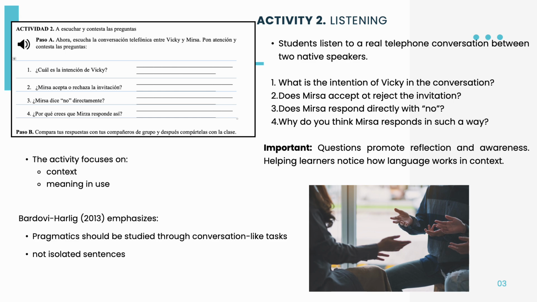So students listen to a real phone conversation between 2 native speakers, and while listening, they have to answer these 4 questions. What is the intention of Vicky? Vicky is one of the interlocutors in the conversation. Does Mirza accept or reject the invitation? Mirza is the other interlocutor. Does Mirza respond directly with no? And number 4, why do you think Mirza responds in such a way?